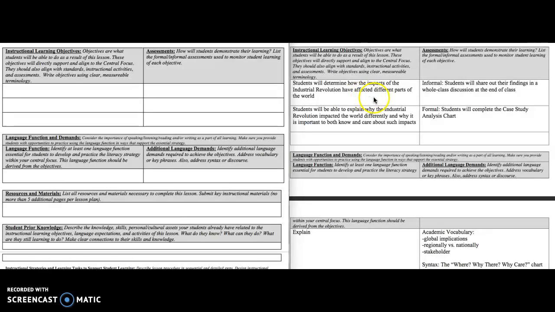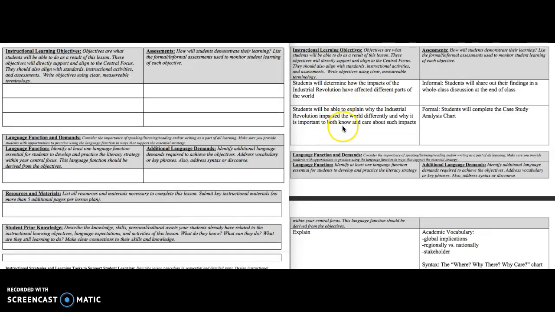So here we can see that students will determine how the impacts of the Industrial Revolution have affected different parts of the world, and there's an informal check for understanding or an informal assessment in which students will share out their findings in a whole class discussion at the end of class.